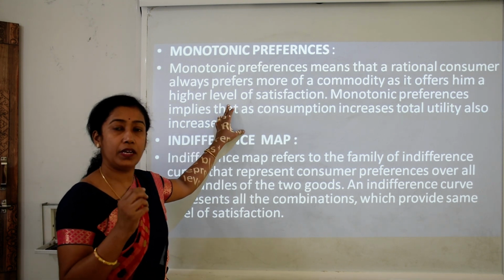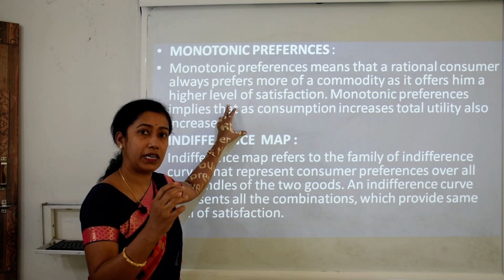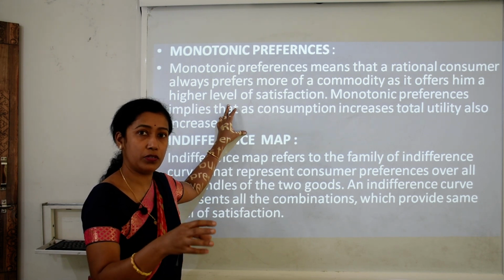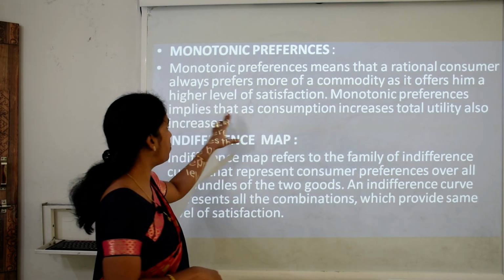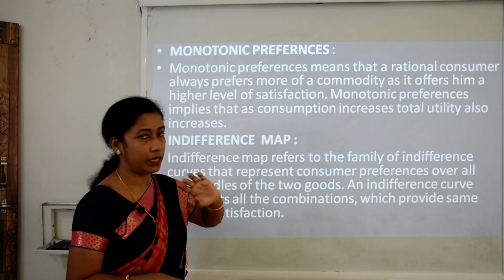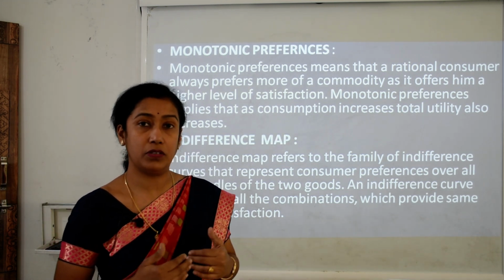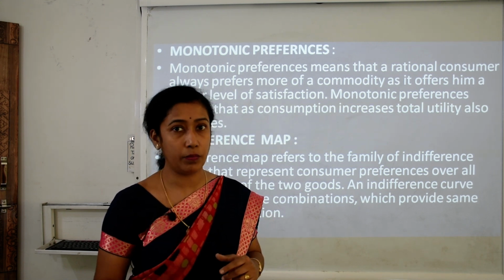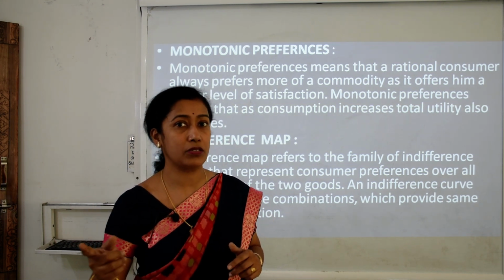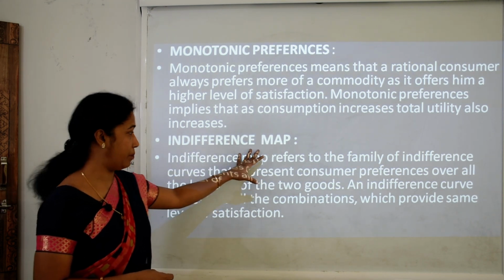That means when he goes according to his preference level, he always tries to maximize his satisfaction on such kind of goods which give him maximum satisfaction. So monotonic preferences implies that as consumption increases, total utility also increases. That means as a consumer is consuming more and more of a commodity, marginal utility will diminish, but total utility is always increasing. Now what is an indifference map?